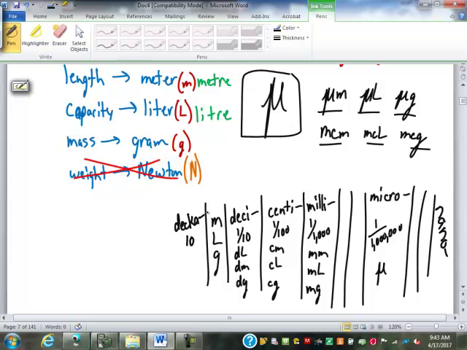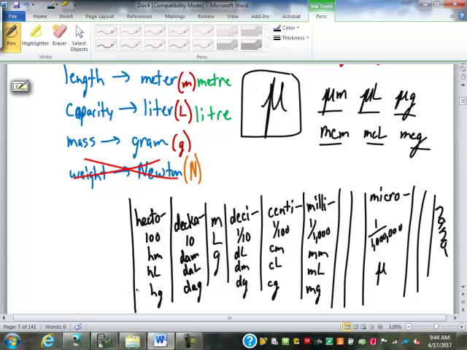A deca means 10. Now, since DL, DM, DG were already chosen for deci, deca is abbreviated DA. So DAM is decameter, DAL is decaliter, DAG is decagram. That's 10 meters, 10 liters, or 10 grams. Next comes hecto. Hecto is 100. So a hectometer is 100 meters. Hectoliter is 100 liters. Hectogram is 100 grams.